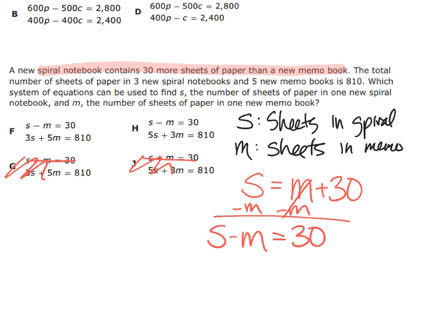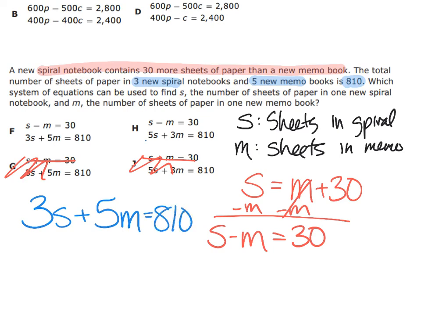Let's keep reading. The total number of sheets of paper in 3 new spiral notebooks and 5 new memo books is 810. Why is it F? Because let's write the equation. So if I have 3 new spiral notebooks, what's the letter for spiral notebooks? 3S. And 5 new memo books, that's 5M, is 810.